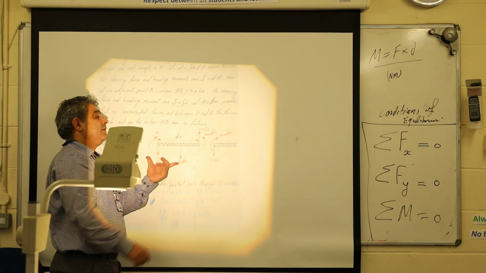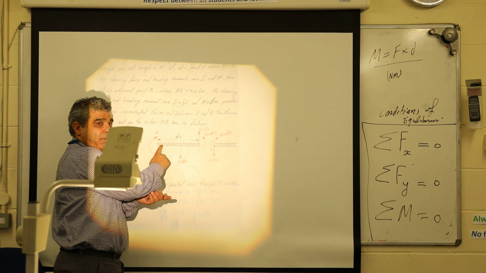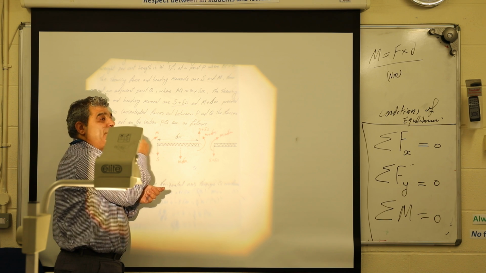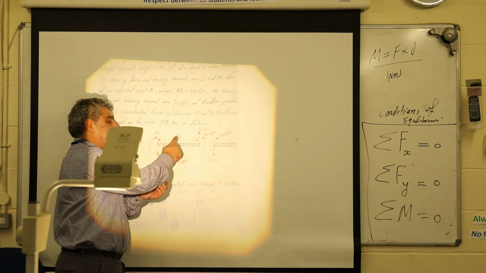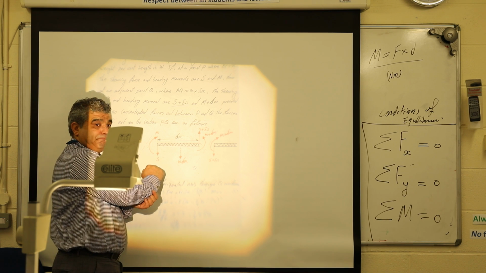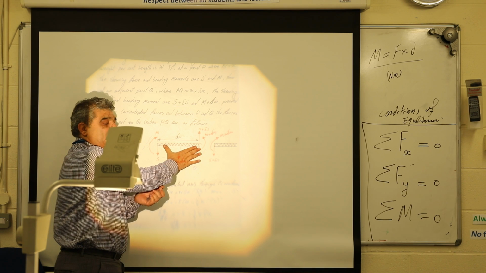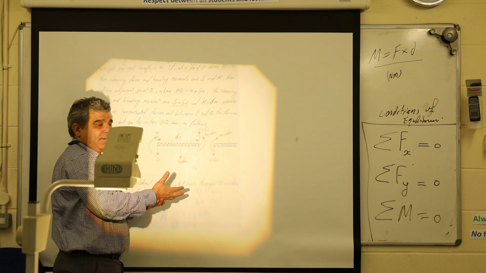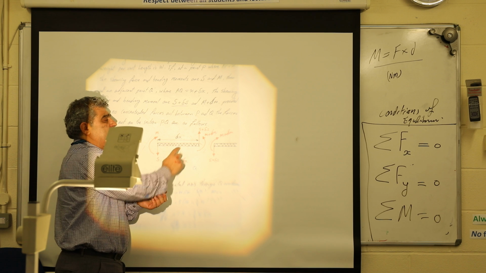Are you with me? This bit has got a weight. Every w is a weight per unit length, so w times delta X is going to go downward. Why? Because this is a distributed load. From here to there, there's a load. The beam has got a weight, and this is times the distance there.